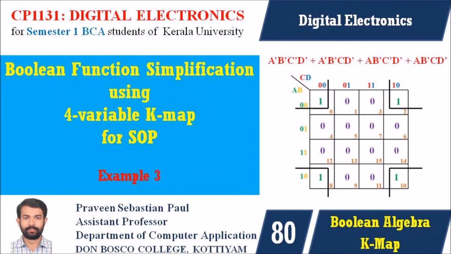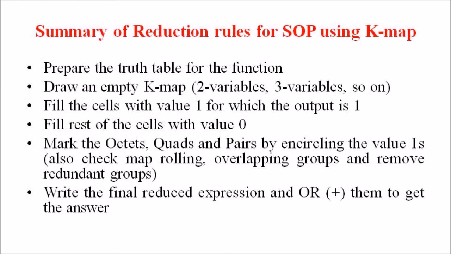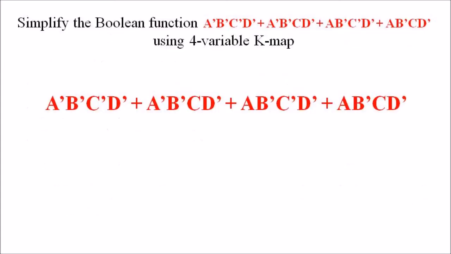In this lecture we are discussing example number 3 for Boolean function simplification using a 4 variable K-map for SOPs. In the last 2 lectures we had discussed 2 examples for the 4 variable K-map solution, and in lecture number 71 we had discussed the detailed rules for reducing a K-map. These rules include pair reduction, quad reduction, octet reduction, map rolling reduction, overlapping group and redundant group reductions. Before going through this lecture, kindly watch lecture number 71 for details of these reduction rules. In this lecture we are considering our third example.